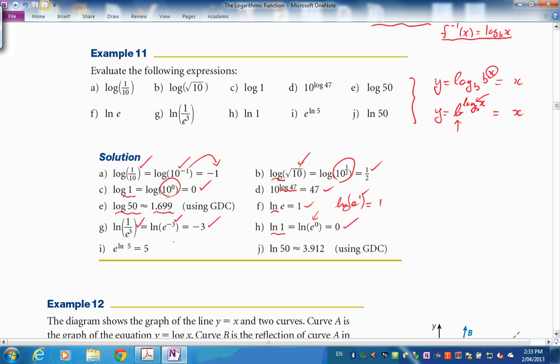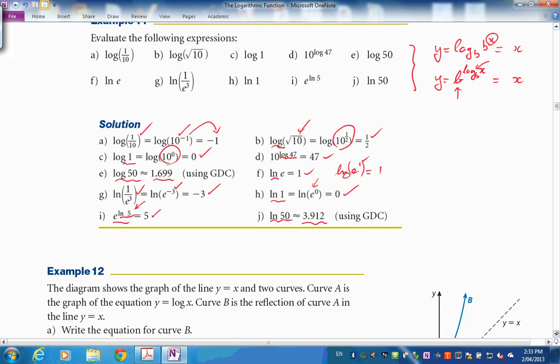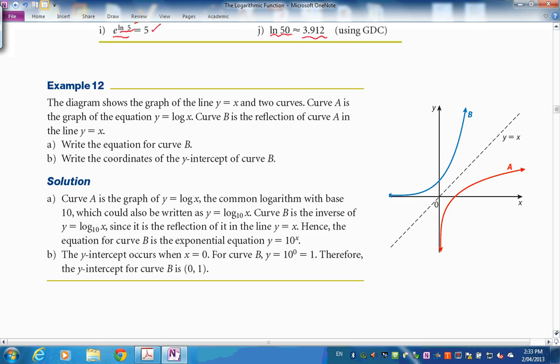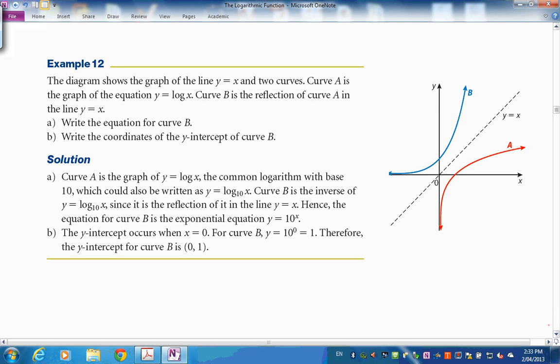And in e land again down here, e to the ln of 5, what does that mean? ln 5 means the power you raise e to to get 5. And that's what we're doing, raising e to that, so we must have 5. And then in ln land, another calculator one. So that's our first example there. And let's go on and see if we can look at a couple of other uses.